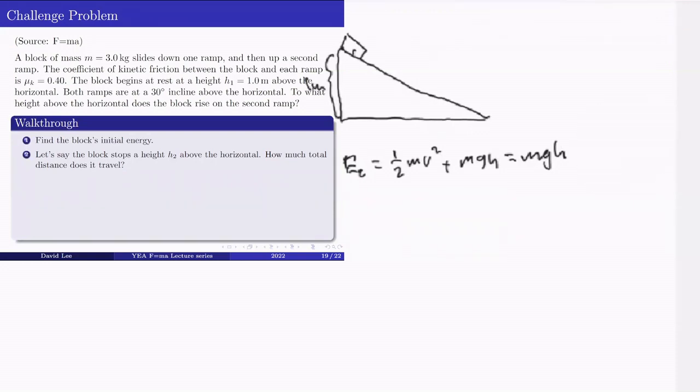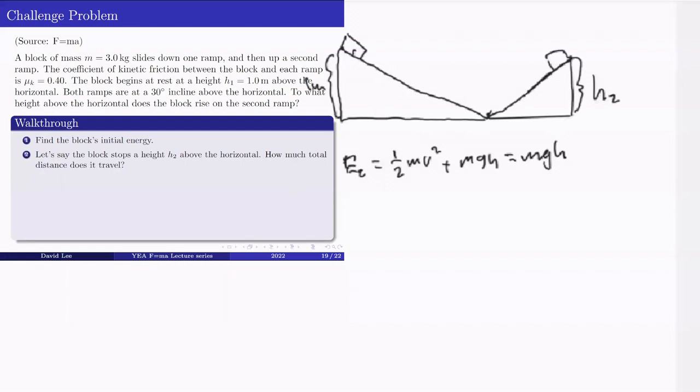All right, and the second step is, the block reaches here, it gets some energy, and then it will start to go up the second plane. Because there's friction, it won't go quite as high as the first time, but it will stop at some height h2 here.